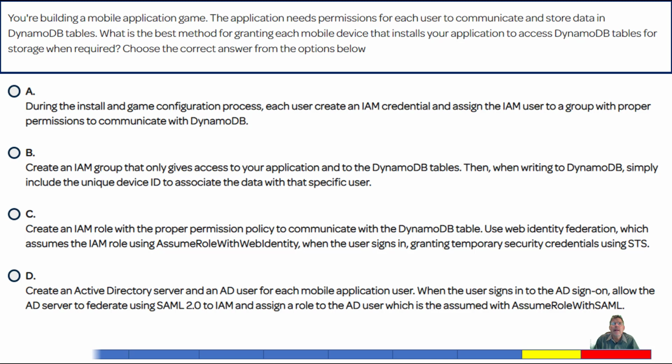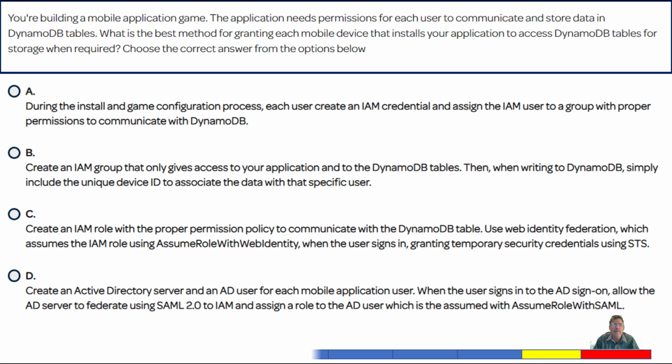You're building a mobile app. We need permission for each user to communicate and store data in DynamoDB tables. What is the best method for doing this? All right, so we're mobile here. Install the game configuration process and IAM credentials and the IAM users with proper permissions.